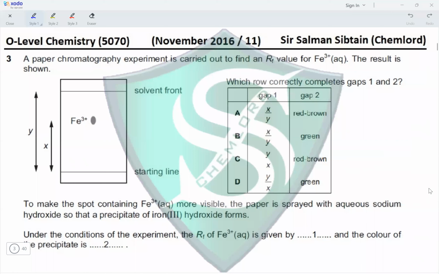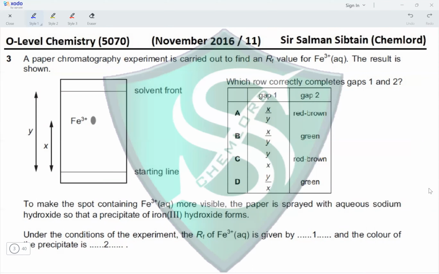Question 3. A paper chromatography experiment is carried out to find an RF value of Fe3+ aqueous ion. The result is shown. Which row correctly completes gaps 1 and 2? So to make the spot containing Fe3+ aqueous ions more visible, the paper is sprayed with aqueous sodium hydroxide so that the precipitate of iron(III) hydroxide forms.